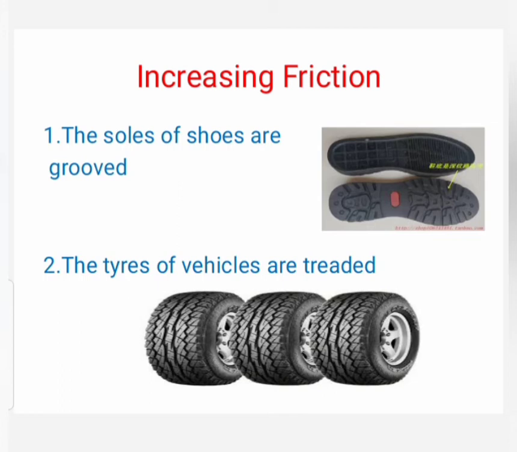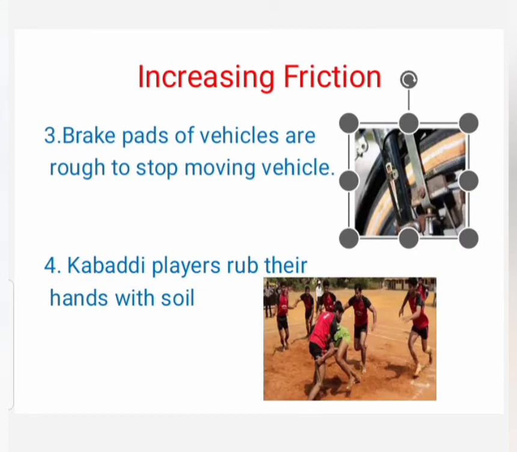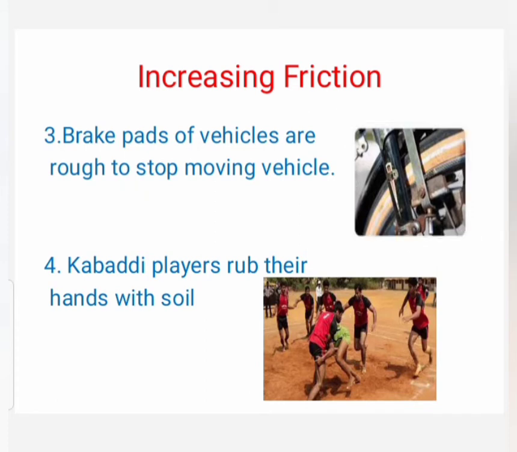Students, observe the figures. The tires of vehicles are threaded to increase the grip on the road. Brake pads of vehicles are rough to stop moving vehicle when brakes are applied. Kabaddi players rub their hands with soil for a better grip of their opponents.